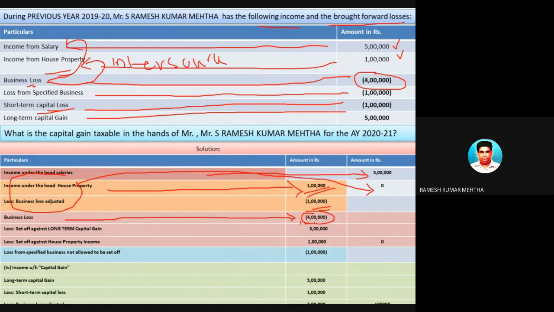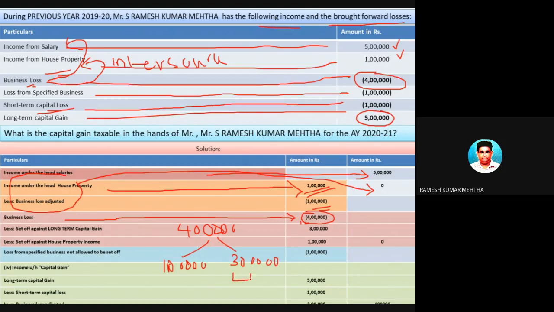So here, after setting off, let's look at the other. Okay, let's set off against long-term capital gain. Now there is a long-term capital gain here of 5 lakh rupees. So already out of this 4 lakh rupees of business loss, 1 lakh rupees was set off against income from house property, and the remaining 3 lakh rupees is set off against, sorry, long-term capital gain.